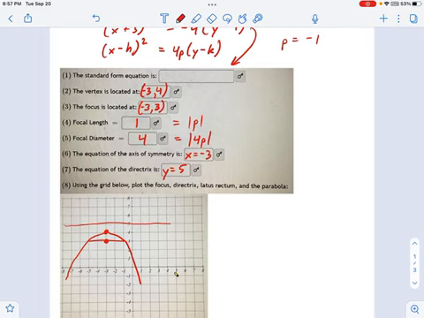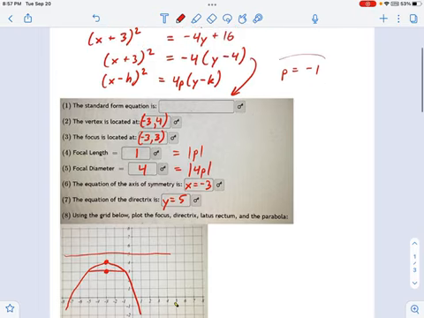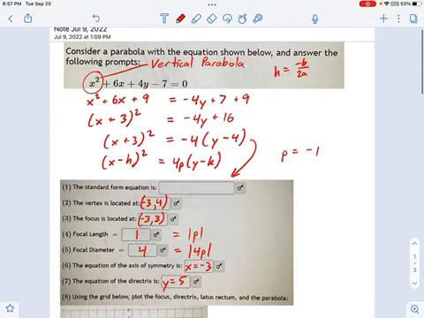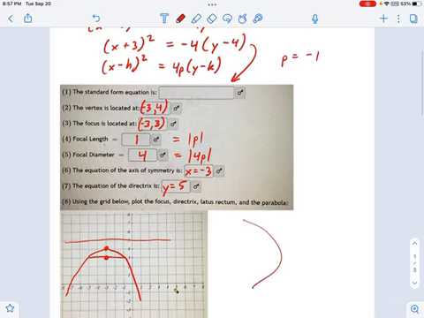Now, a couple points. If p had been positive, this guy would have opened up, right? You would have had an upward facing parabola. And if y squared had been in this equation instead of x squared, you would have had a parabola that opens left or right, like so. But we'll get to those in a different video.